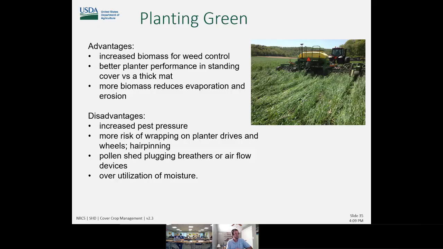Overutilization of moisture could definitely be a disadvantage if allowed to go to that point. However, we could use cover crops to our advantage, to our benefit. If we have a very, very wet spring, we could utilize those cover crops to pull out that excess moisture in those times. So we could use that both ways.